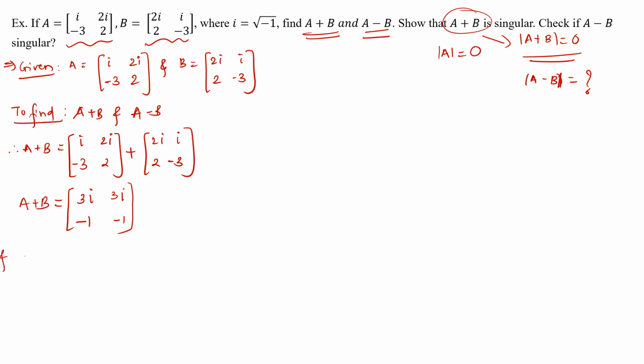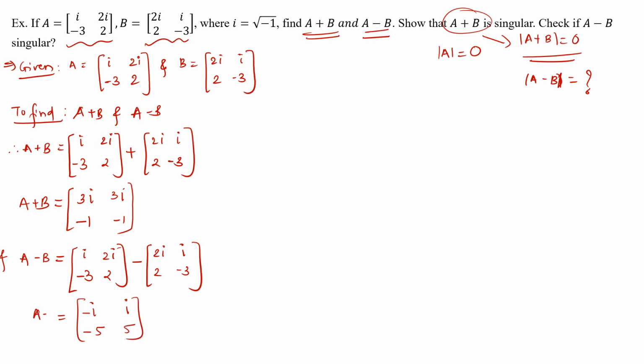Similarly, we need to check what is A minus B value. So A minus B again iota 2 iota minus 3 2 minus 2 iota iota 2 minus 3. So this is going to be iota minus 2 iota minus iota 2 minus iota iota 3 minus 3 minus 2 minus 5 2 minus minus plus 2 plus 3 5. So this is the value of A minus B. So we have A plus B, we have A minus B.